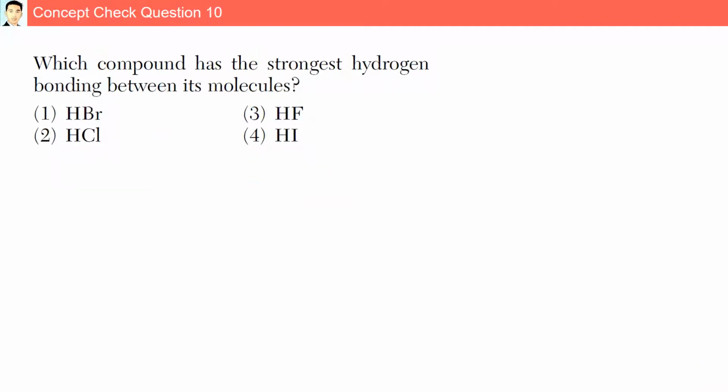Question 10. Which compound has the strongest hydrogen bonding between its molecules? HF. F is the most electronegative element of the answer choices, therefore it will have the strongest attraction for the electrons and therefore have strong hydrogen bonding.